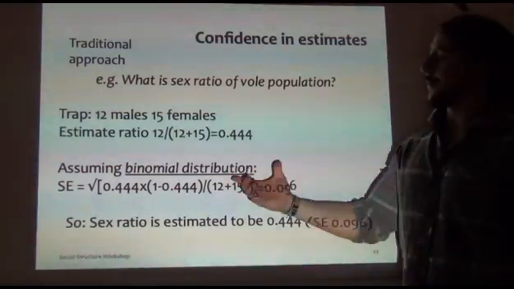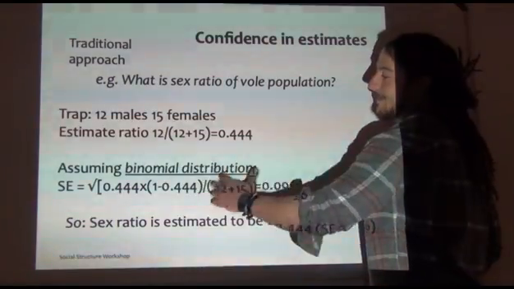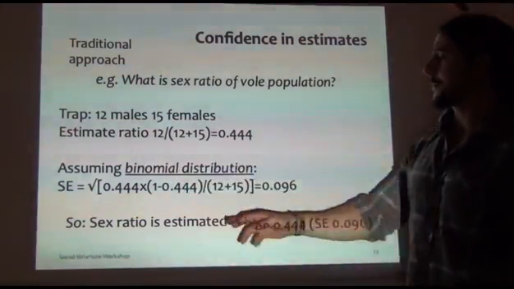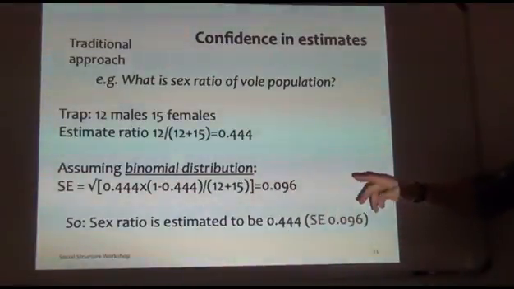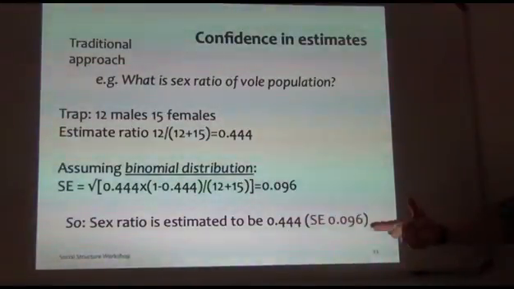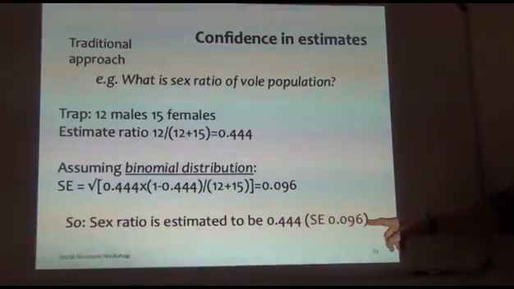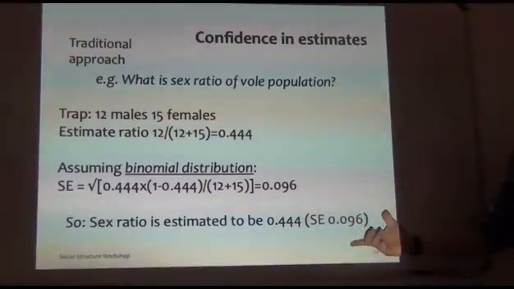So if you can assume this, if you have this model, we can use a theoretical distribution like a binomial one to estimate our standard deviation. So in this case, we have the observed ratio and an estimate of confidence around it.